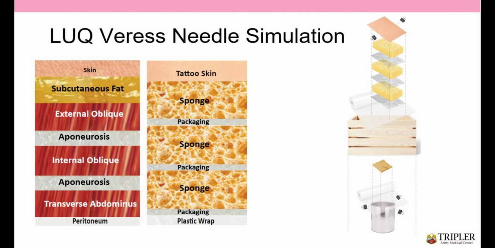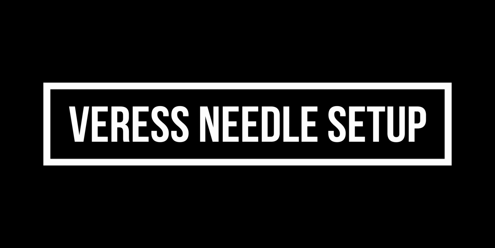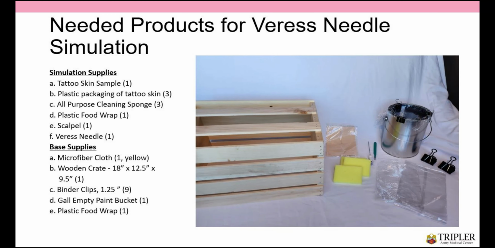Next, we transition to a left upper quadrant Veress needle simulation. For this simulation, we will use tattoo skin, 3 sponges, and the packaging that the tattoo skin comes in, in addition to plastic wrap. Given that Veress needle insertion is largely dependent on haptic feedback, this simulation focuses on replicating the 3 distinct pops that you feel when you enter the left upper quadrant. The needed products for the simulation are listed below.